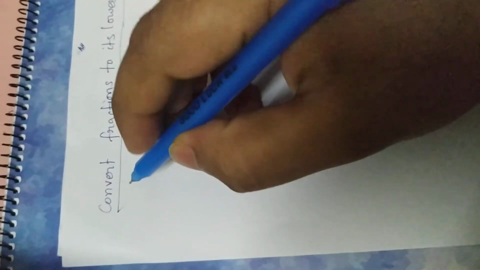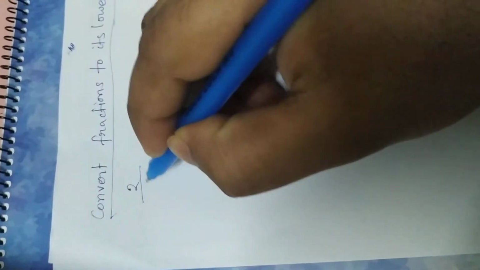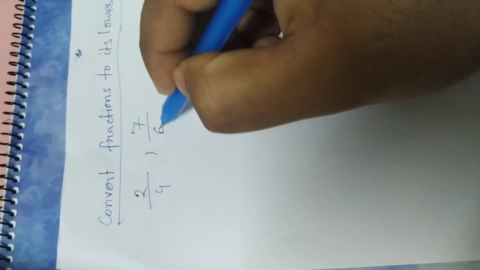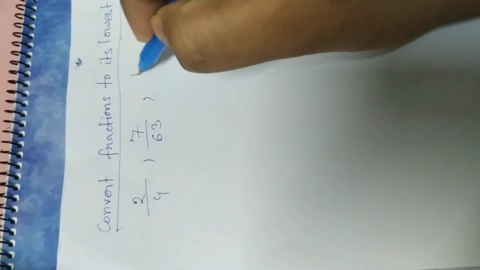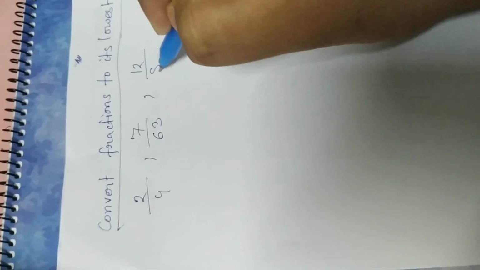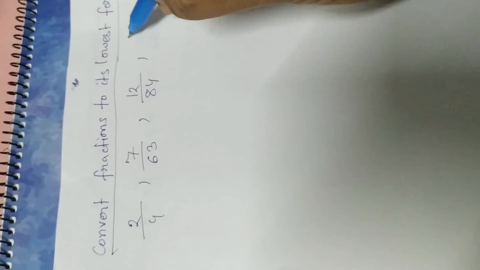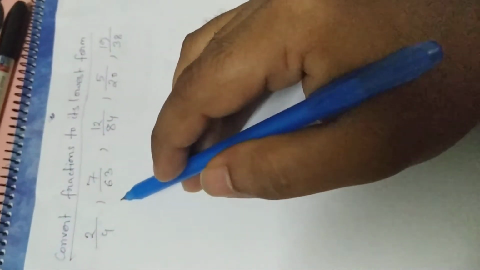So we all know, for example, fractions like 2 by 4, or let's say 7 by 63, or 12 by 84. Then let's say 5 by 20, or suppose let's say 19 by 38. So all these fractions, let's go one by one.